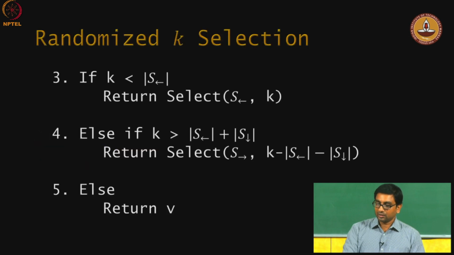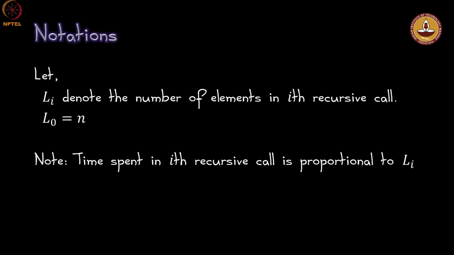So, other than that, is the algorithm clear to everybody? Let us now analyze this algorithm. We're going to see that the running time of this algorithm actually is O of n on expectation. Let's try to understand why that's the case. Let's use Li to denote the number of elements in the ith recursive call. We start with n elements, so L0 is n.